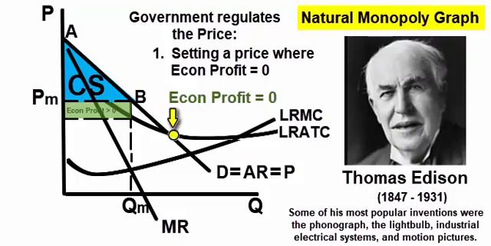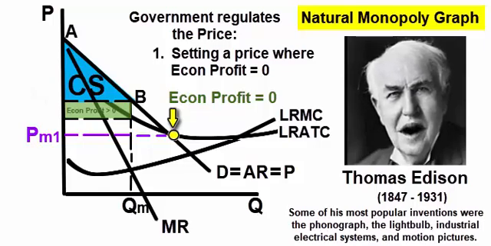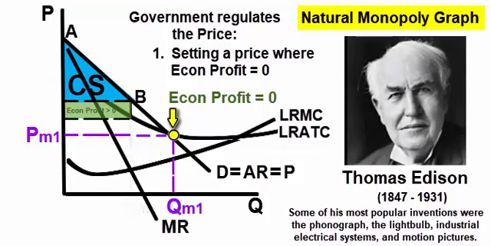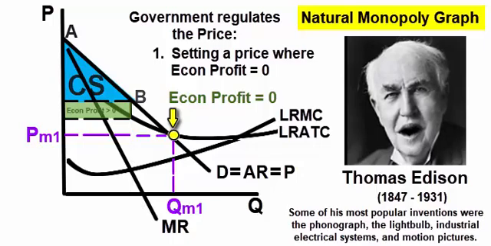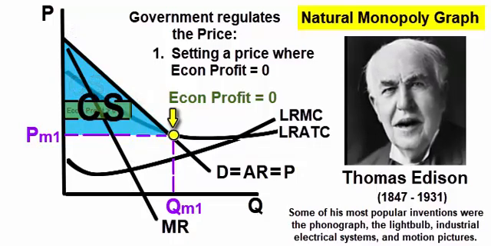Observe what happens to each of the following. Price decreases to P sub M1, quantity increases to Q sub M1, consumer surplus increases, and economic profit decreases.